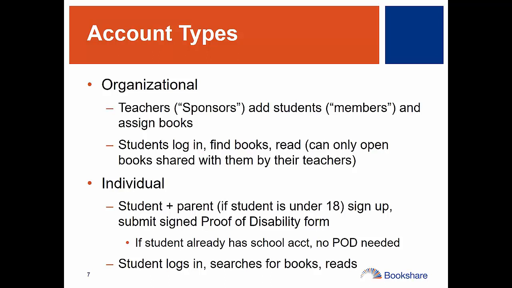That way the student can find and read any book in the collection in addition to the ones the teacher assigns. Now, if someone is not a student, such as an adult that meets our qualifications, you can sign up for the individual account. You do have to provide a proof of disability form, which is a form that you download when you create your account, and then it needs to be signed off by a professional. If you have a visual impairment, your ophthalmologist could sign it, anyone that has knowledge of one of the disability criteria to qualify for Bookshare. But again, if it's a student who's already on a school account, there's no further proof of disability that needs to be provided.